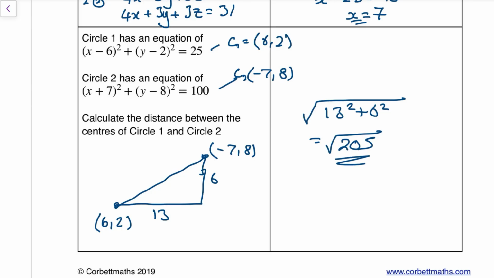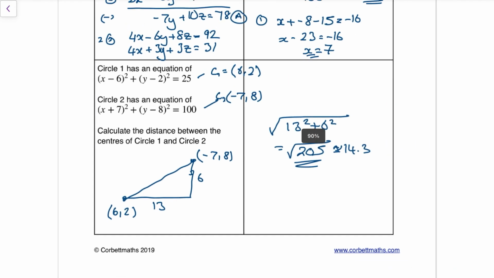Now, obviously in an exam, in fact, actually I'll do it now, press my S to D button, 14.3 approximately. So that will give me both answers. But obviously do what the exam wants. If it's an exact form, leave the surd. If it doesn't say, give both.